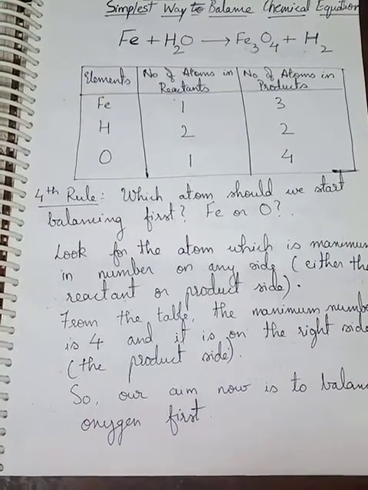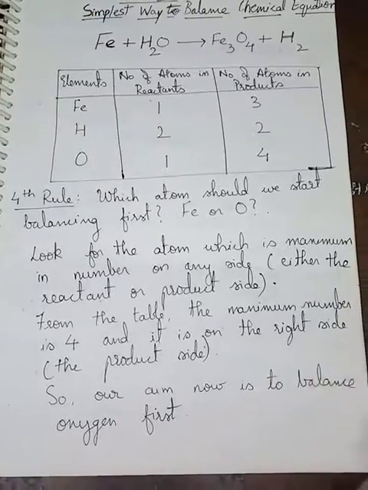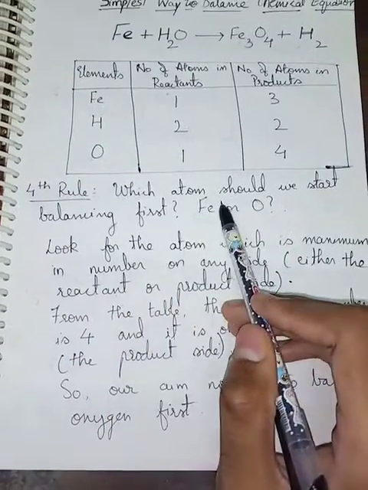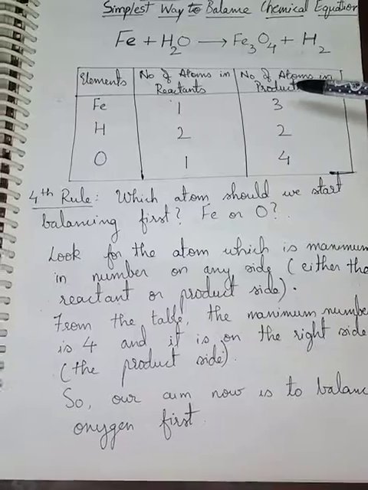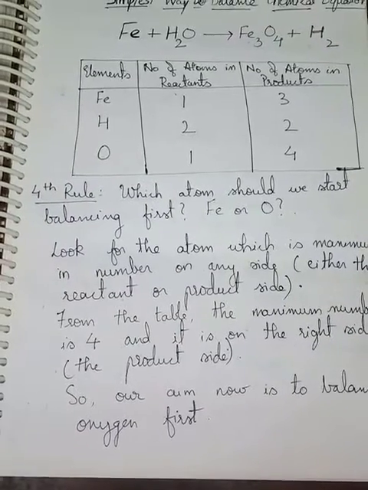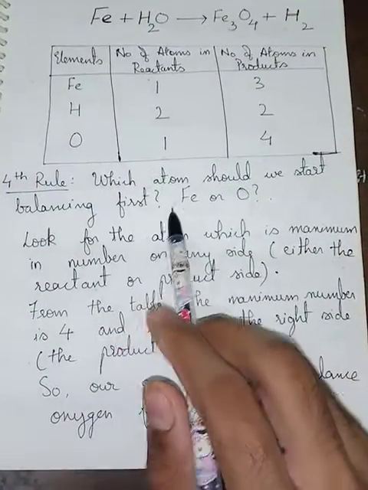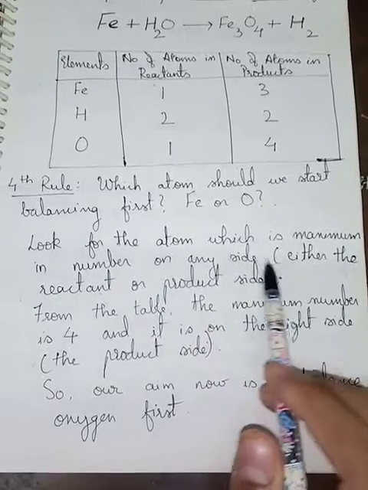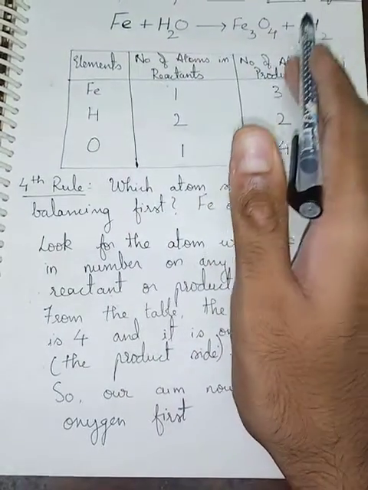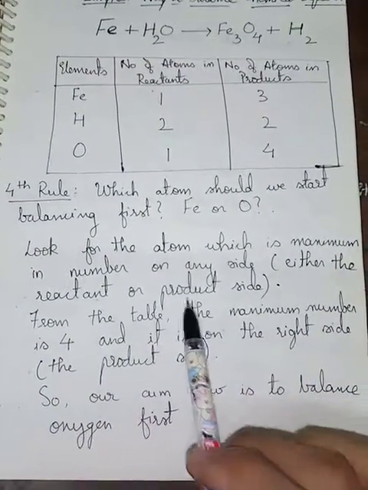Here you can observe that in this equation the hydrogens are balanced but not the iron and oxygen. As I have discussed the three rules in the last two videos, now the fourth rule is for situations where you have two atoms to balance with. Some people will doubt whether to start with oxygen or with iron. The fourth rule says look for the atom which is maximum in number on any side, meaning on the reactant side or on the product side. The product side is the right side and the reactant side is the left side.